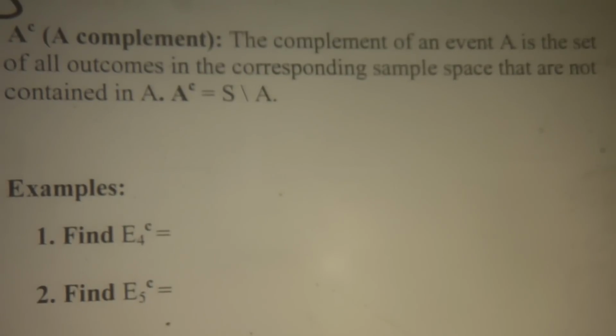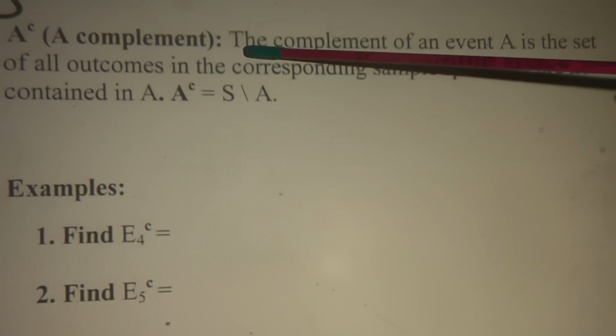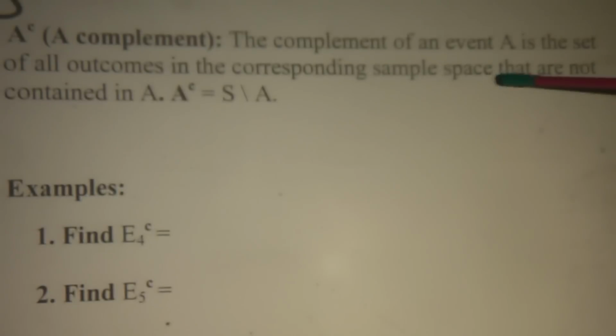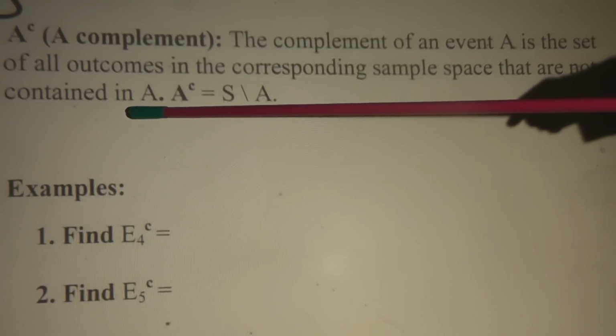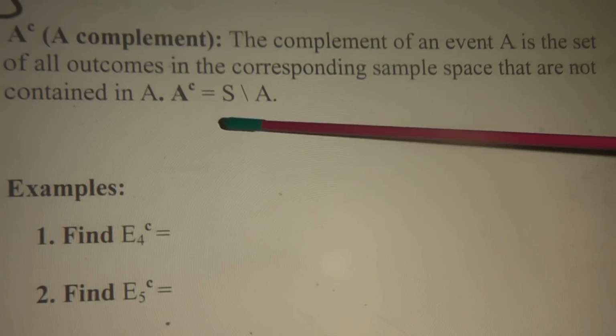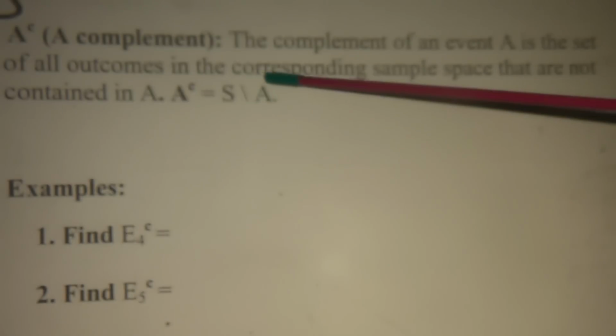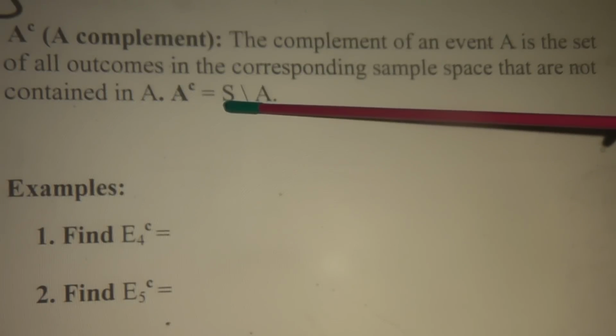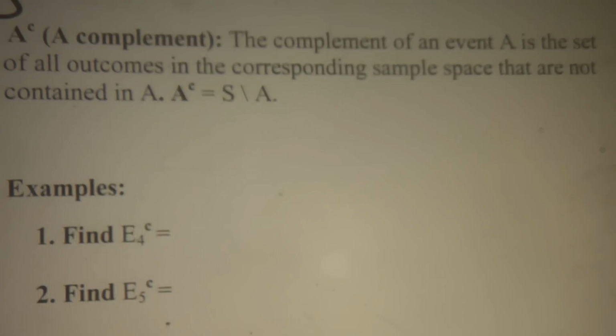Okay, next one introduce you A complement. The complement of an event A is the set of all outcomes in the corresponding sample space that are not contained in A. Okay? This is A complement. What is A complement? We remove A from the corresponding sample space.